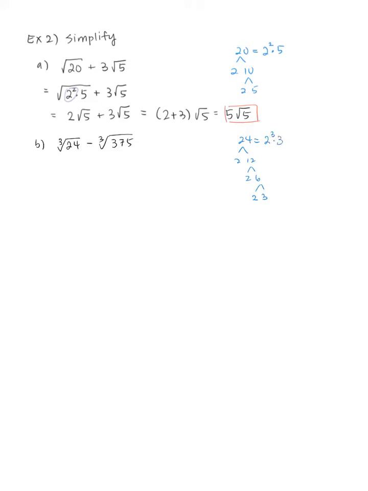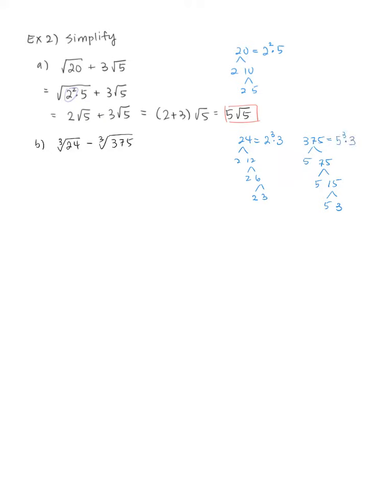And what the heck? Let's just break down 375 as well. Why not? So first, 5 goes in there, and this will be 75. Again, 5 is going to go in there. 5 times 15, and then 5 times 3. So it looks like 375 is 5 to the third times 3.